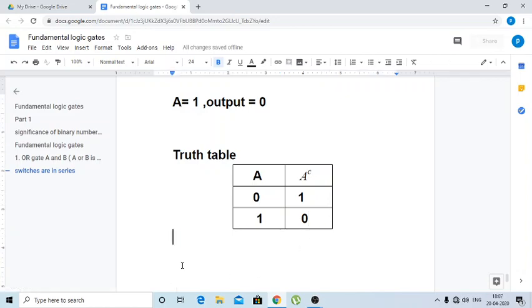Students, so this is about fundamental logic gates. In the next class, we will discuss three more gates: NAND gate, NOR gate, and exclusive OR gate. So till then, bye.